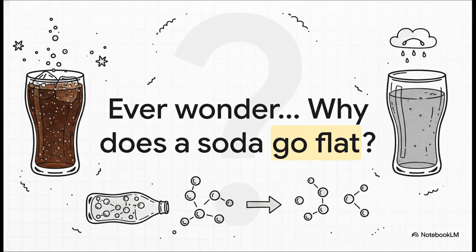I mean, we've all been there. You leave a soda out for a little too long and it goes from this sharp, bubbly, amazing drink to just a sad, sweet puddle. So, what's actually going on at a chemical level that makes it go flat?